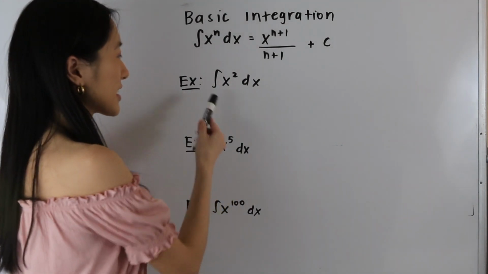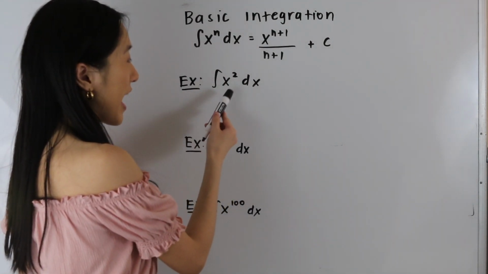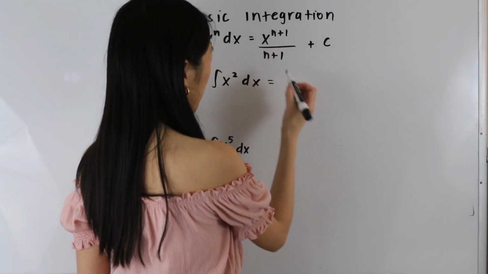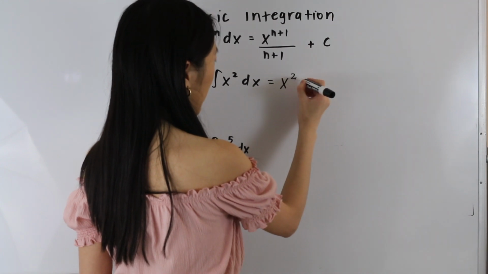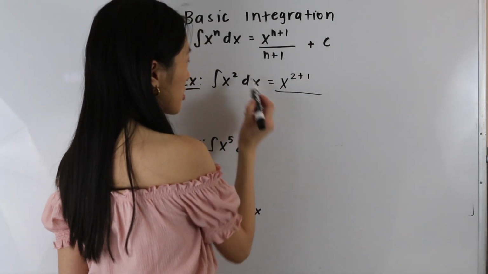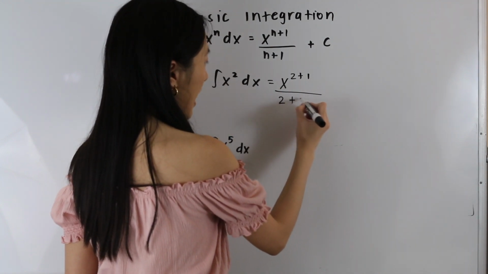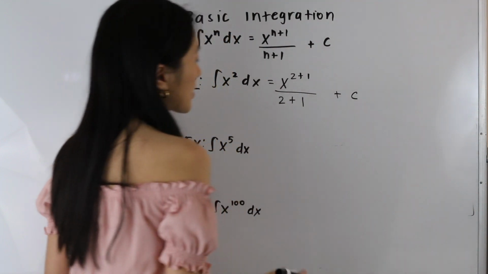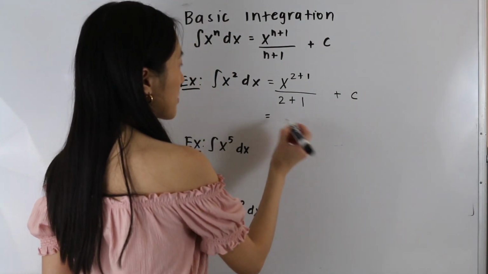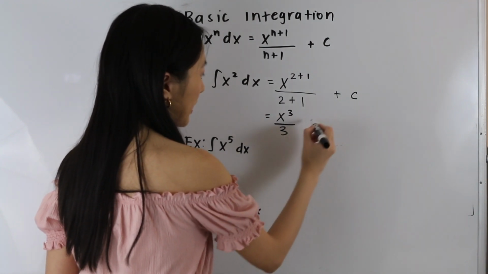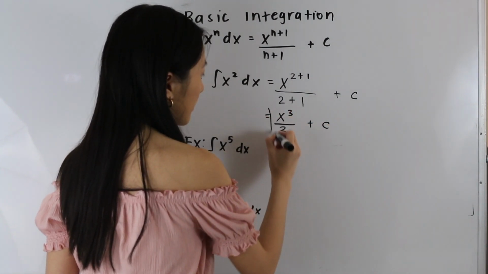In this first example here we have the integral of x squared. So let's start out by adding 1 to our power. So we have x squared plus 1. Then we're going to divide by n, which is 2, and then add 1 to that, and then plus c. Now we want to simplify this, so we have x to the third power over 3 plus c.